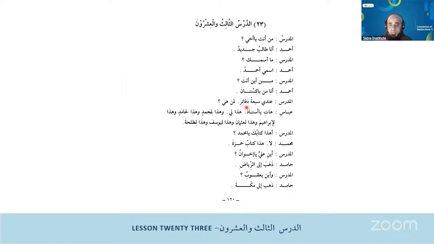So عندي سبعة دفاتر لمن هي, I have 7 exercise books, whose are they? Abbas says now to the teacher, Hati. Now this word Hati is ismul fi'l. It's a noun which contains the meaning of a verb. So what's the verb? The meaning of which verb does it contain? It contains the meaning of a'tini.